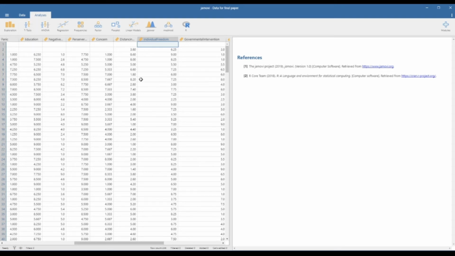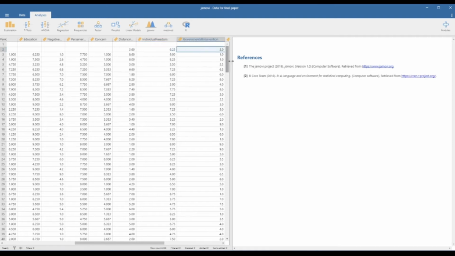And what you're seeing, each of these rows corresponds to a different participant. So what you're seeing is this is participant 2 at time point one, in which they're reporting their support for individual freedom. This is time point two, in which they're reporting their support for governmental intervention.